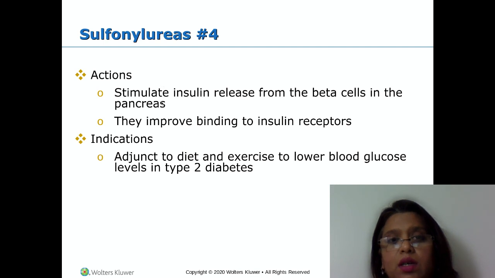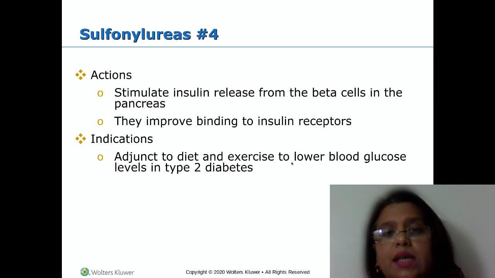Actions: they stimulate insulin release from the beta cells in the pancreas, and they improve the binding to insulin receptors. So sometimes insulin is there, and they will help this insulin bind to the receptors. Like, okay, let's connect. How come you're there, your receptor's there, insulin's there, and you're not connected? You need to connect to each other. So sometimes they will produce that connection. So that's sulfonylureas.